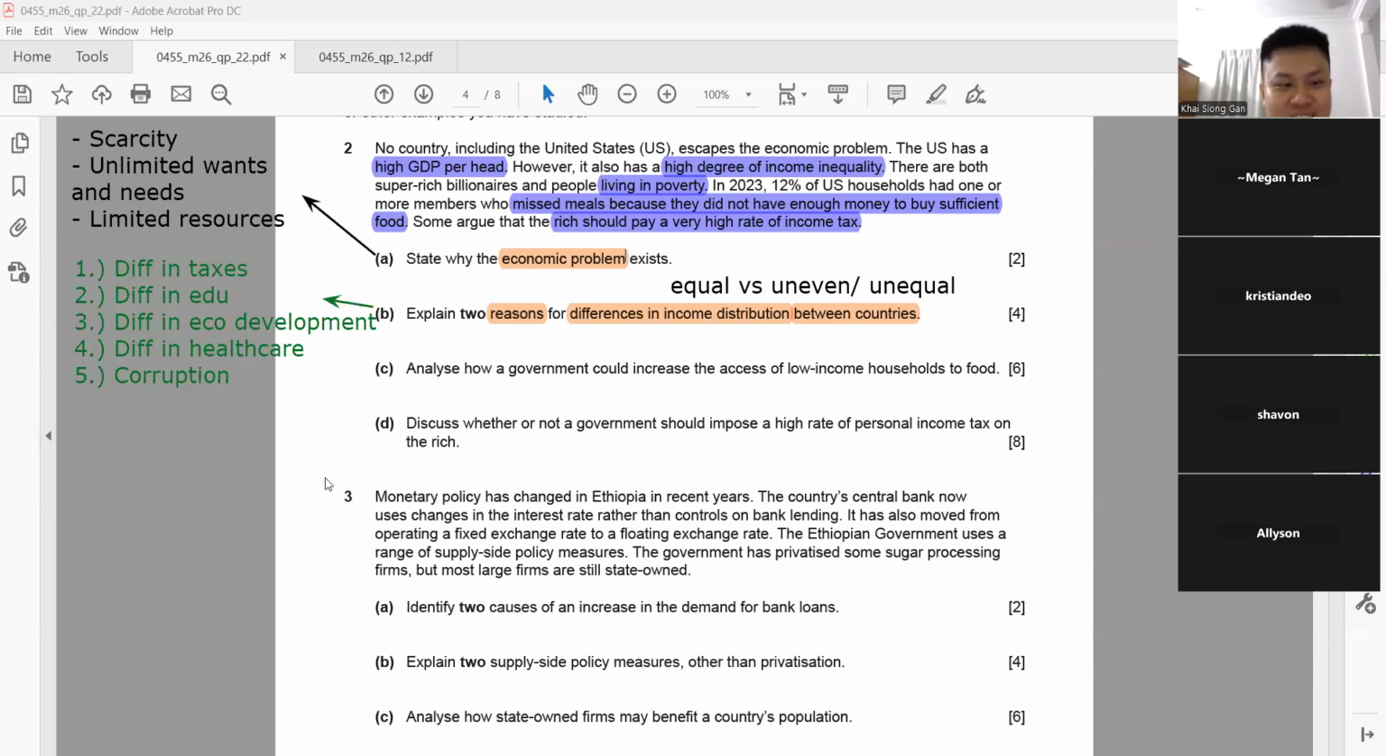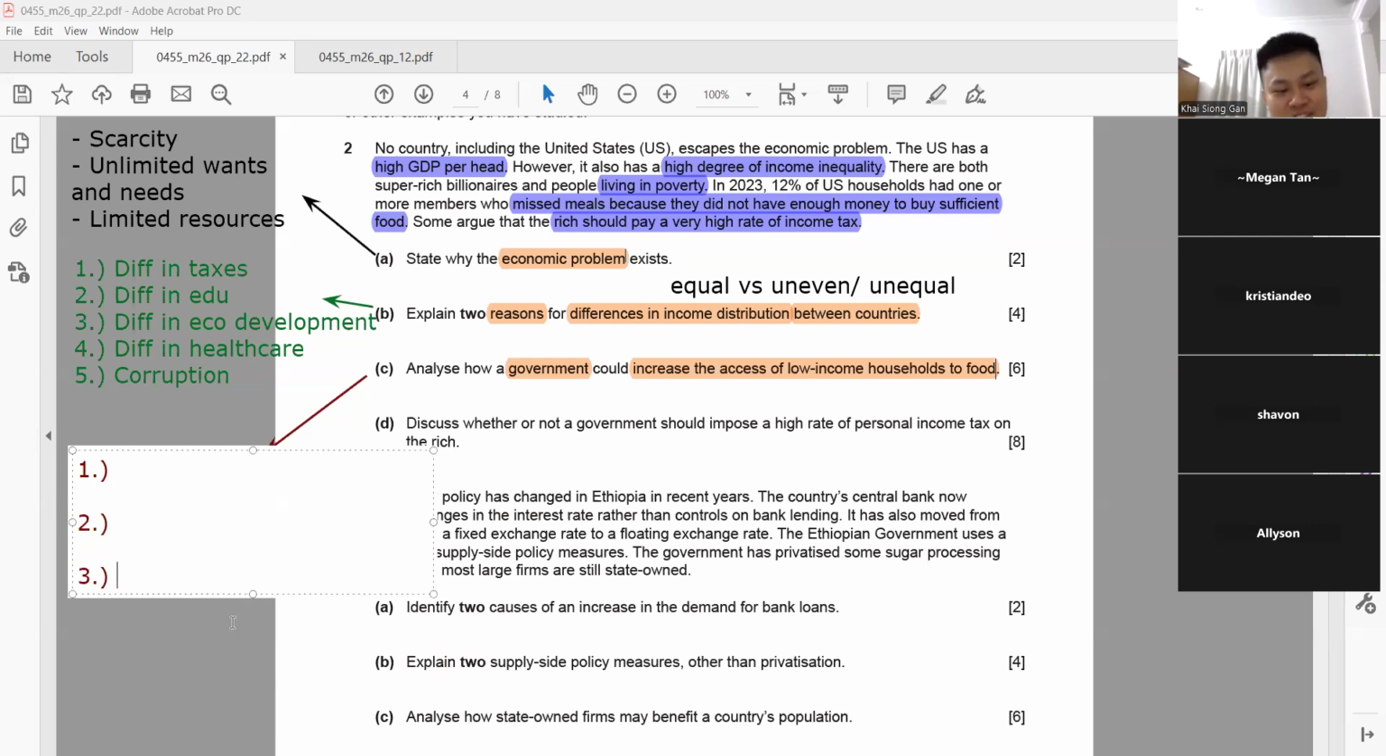Okay, Siobhan says it's easy. Now your turn to answer me the next question. Analyze how government could increase the access of low-income households to food. So Siobhan, your turn to give me answers for this one. How government can increase the access of low-income households to food to ensure that they have access to food. Hey, for this one, we are more efficient now. We are doing the point form, not writing the full answers, because by doing this, you can learn more actually. Okay, so now everyone can think of answers. Don't be too quiet.